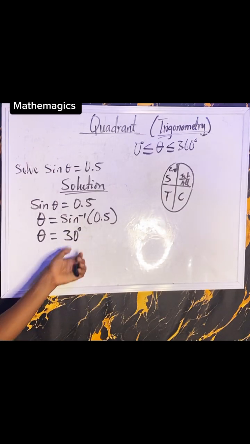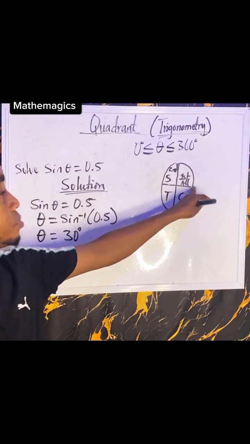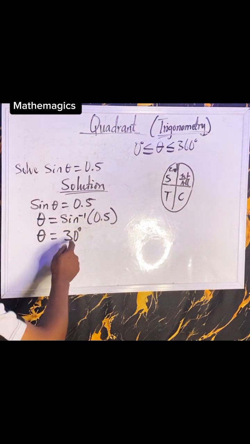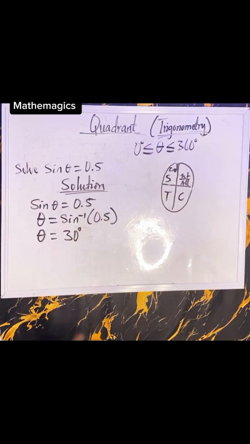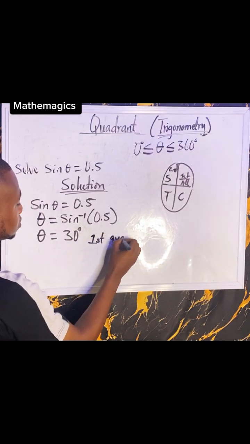So this represents the first quadrant. Of course, remember the first quadrant is from 0 to 90. And 30 is below 90. So this is where the sine falls. So I'll call this one my first quadrant.